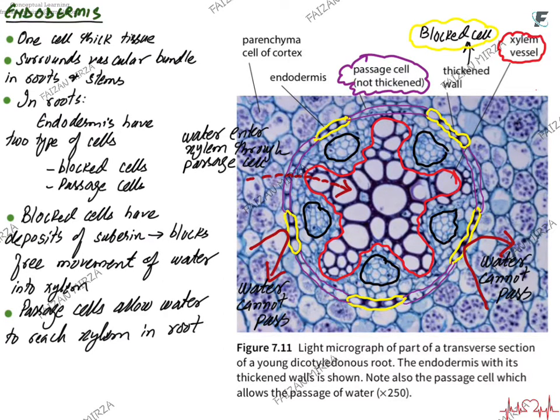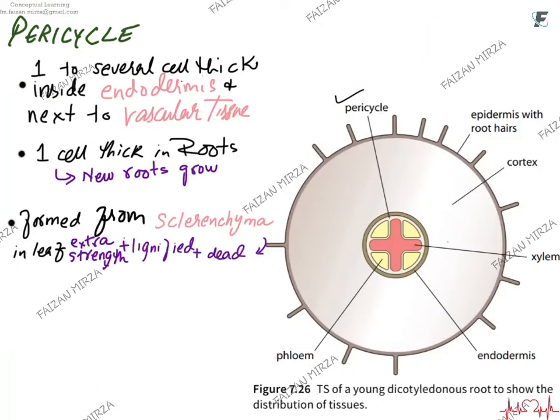And then this is another tissue. You can see these cells, which I have not marked with any color here. These are present between the endodermis and the vascular bundle. These are the pericycle. So what's pericycle? Pericycle are 1 to several cell thick cells inside the endodermis and next to the vascular tissue. They are 1 cell thick in roots, and new roots grow from them.